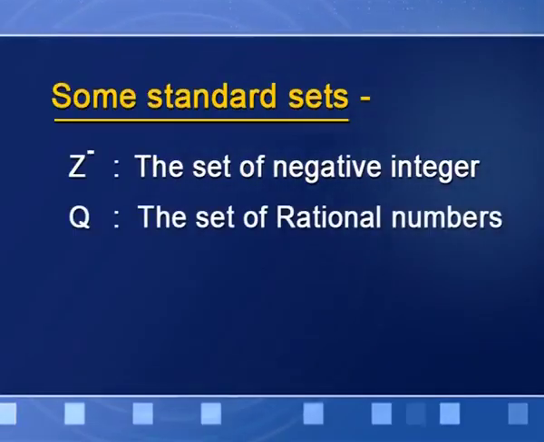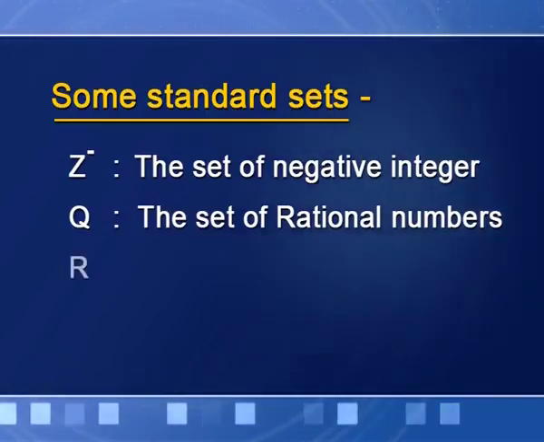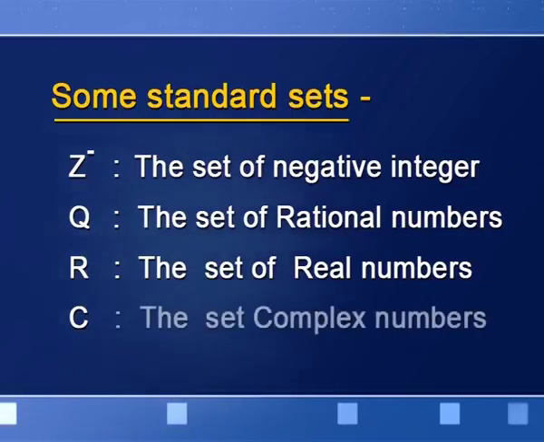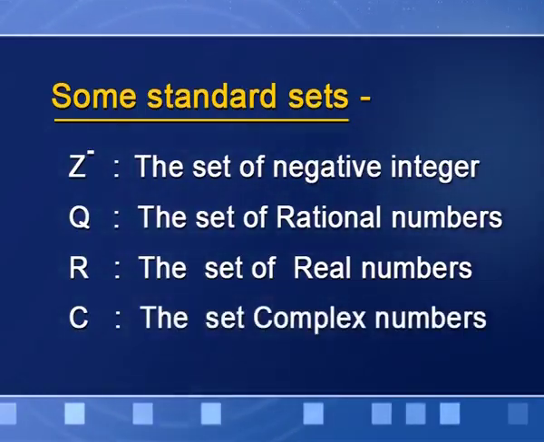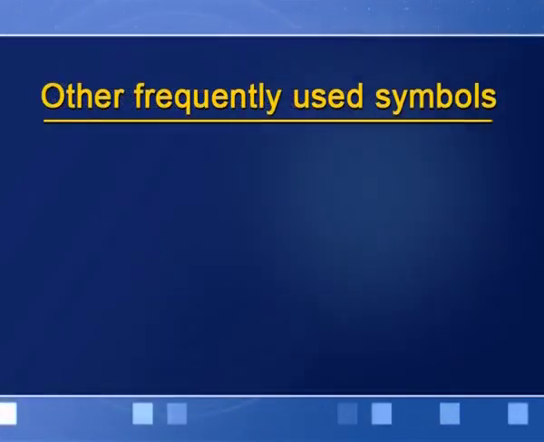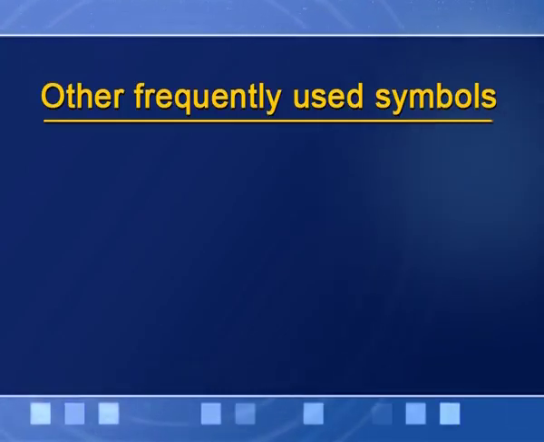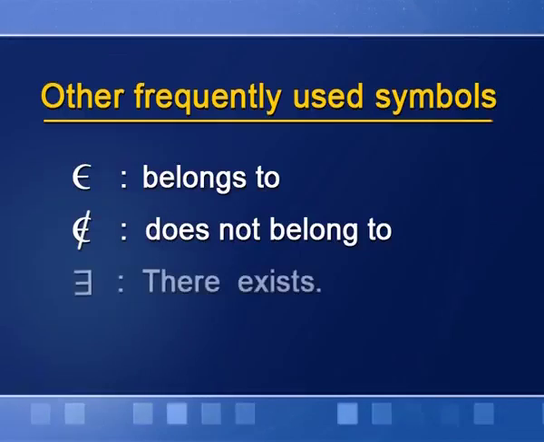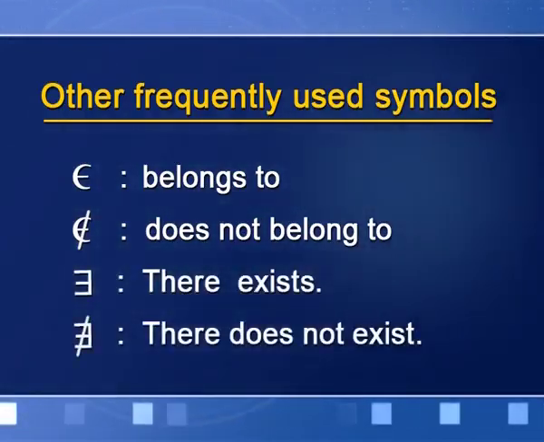Q, set of rational numbers. R, set of real numbers. C is used to denote the set of complex numbers. And some frequently used symbols in set theory are: belongs to, not belongs to, there exists, there does not exist. Friends, later on while doing some problems, we will be using these symbols frequently. The meaning of these symbols will be clear to you in those problems.